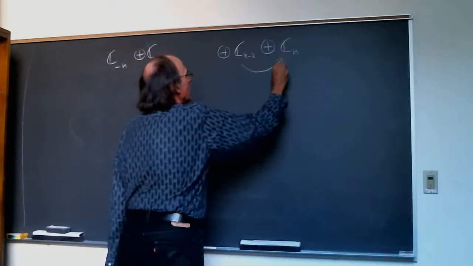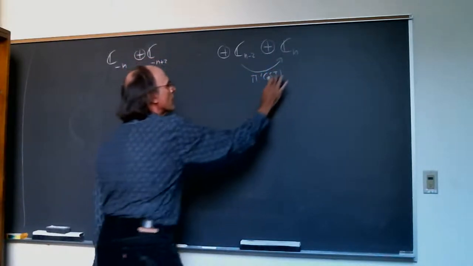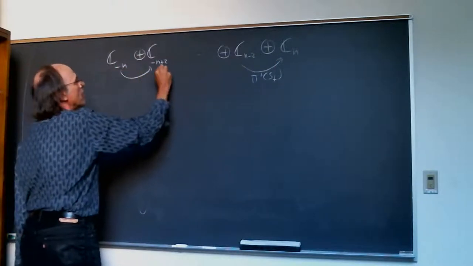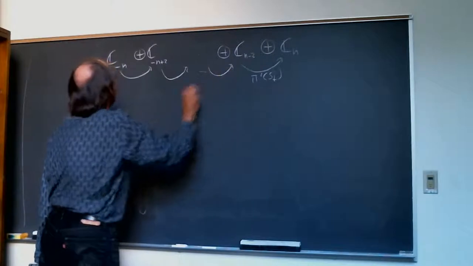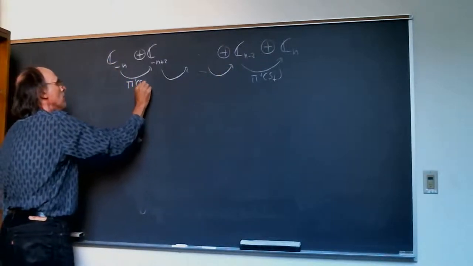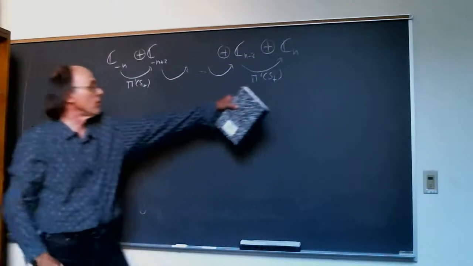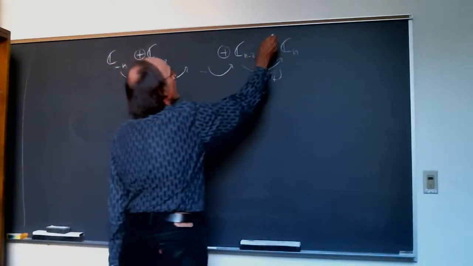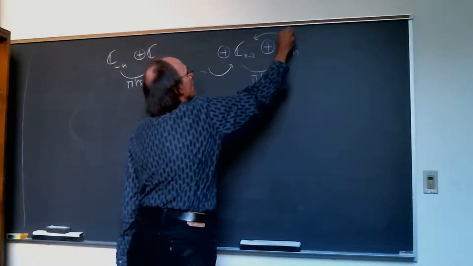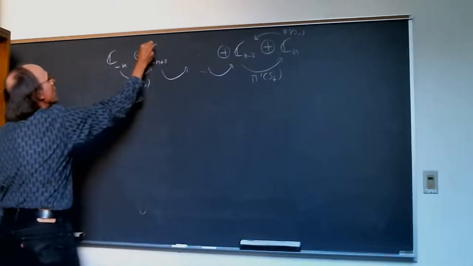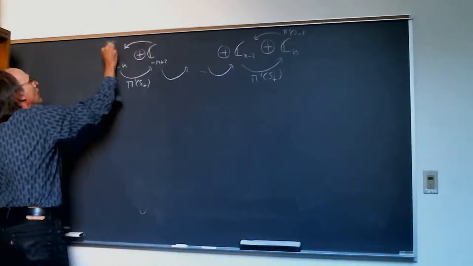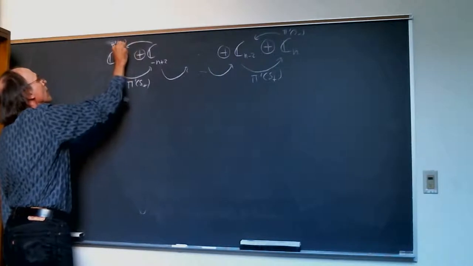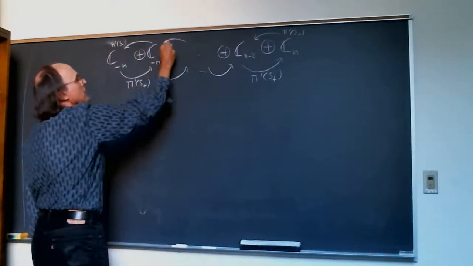So you have π prime of S plus. It always increases the weight by 2, so it goes in here. These are often called raising operators. They increase the weight by 2. And then you have these operators going in the other direction, which is π prime of S minus. So you've got these guys.